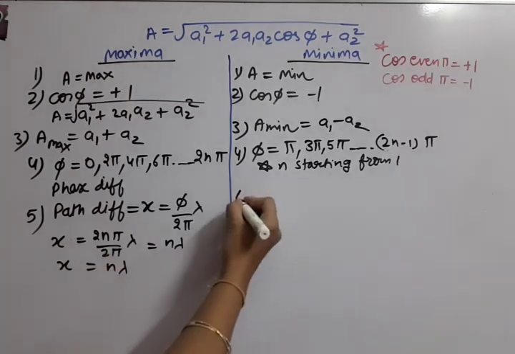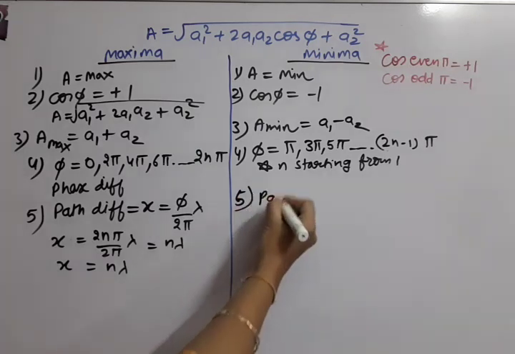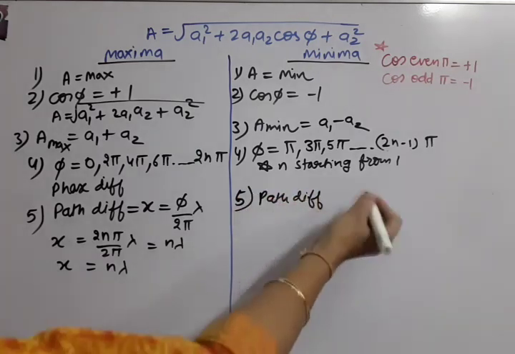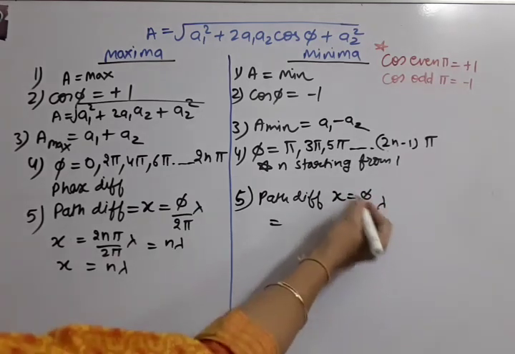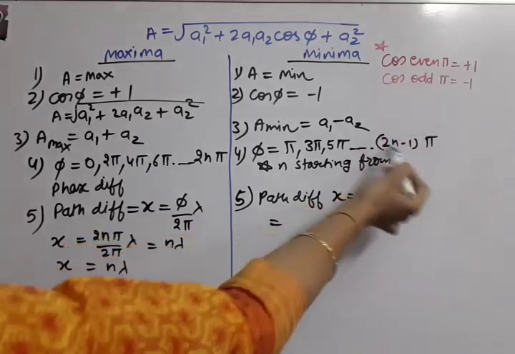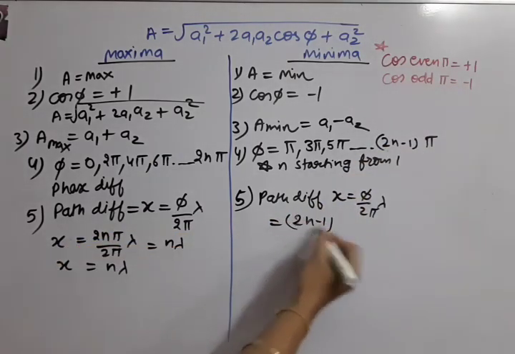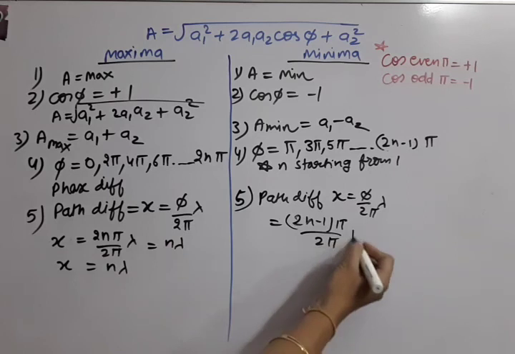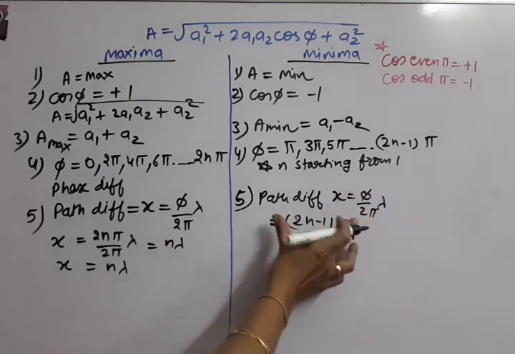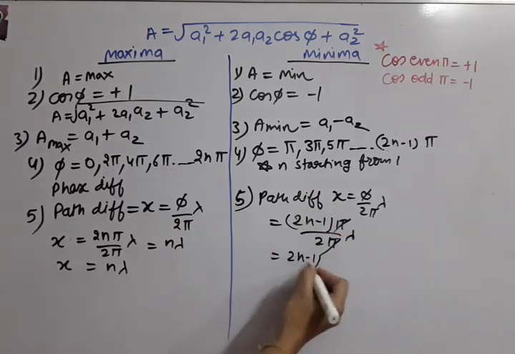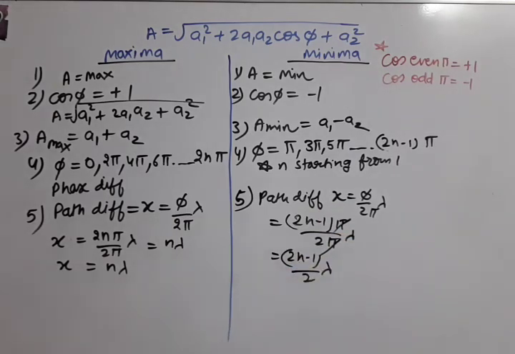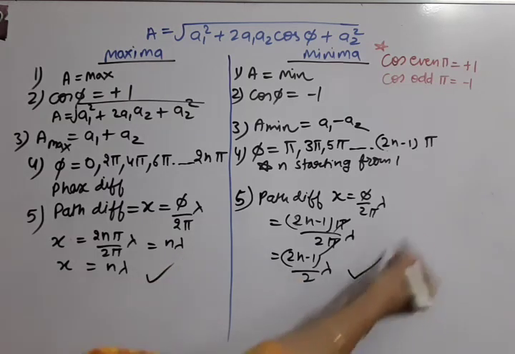Here I will write the path difference formula for minima. So the formula is the same. I will now apply the phi value for this case. Phi value for this case is 2n-1. If I substitute the phi value in this formula, 2 pi and lambda are there, pi cancelled. So (2n-1) by 2 lambda. So you can remember that these are the final answers of path differences for maxima and for minima.